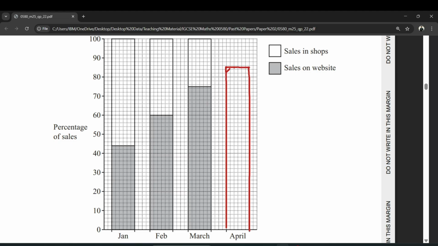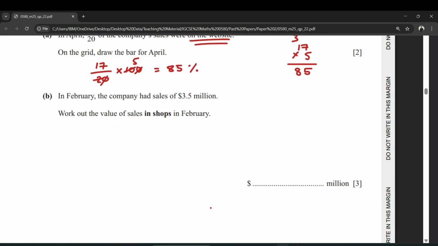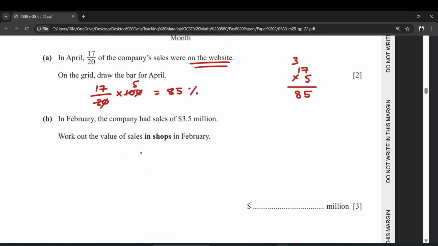Okay, now you need to shade this so that you can represent that this is the one corresponding to this gray bar. Okay, and then you have to complete the bar chart by just going all the way until 100. So now since this is unshaded, this represents the sales in shops. Okay, all right. Then it says in February, the company had sales of $3.5 million.